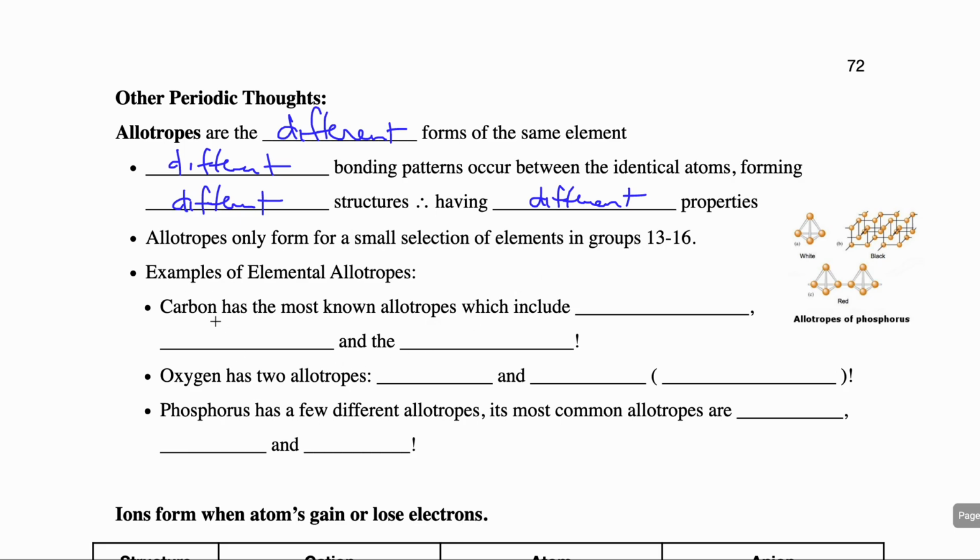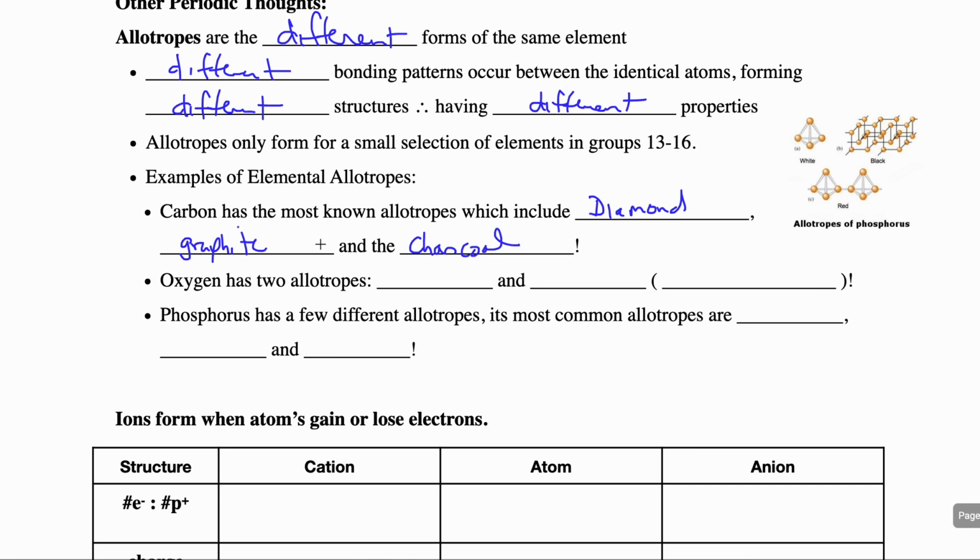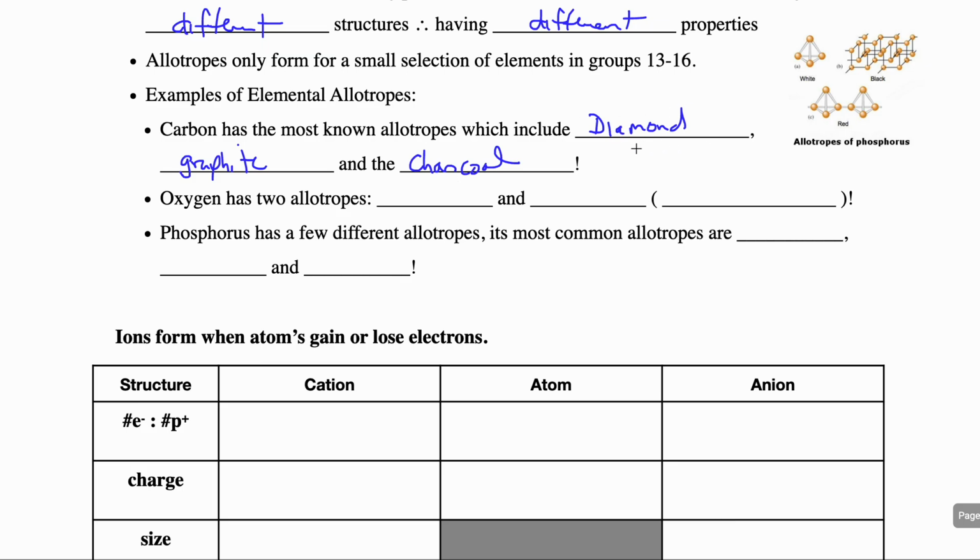So for carbon, carbon has the most known allotropes, but the more common ones include the diamond, graphite, and charcoal. So all three forms of the element carbon you are probably familiar with. Diamond, jewelry, hardest known substance known to mankind. Graphite, that's the quote-unquote lead in the pencil, where it's very soft and you can write on a page. And charcoal is pretty crumbly compared to the rest in a darker color.